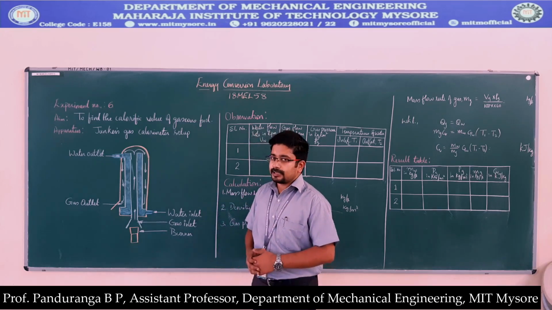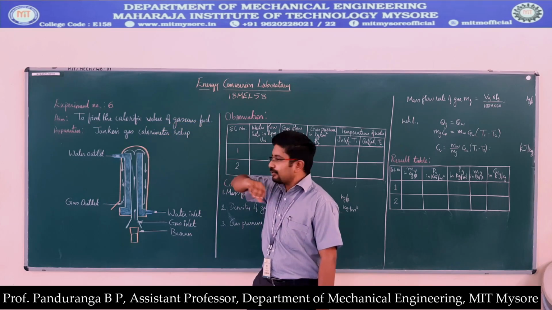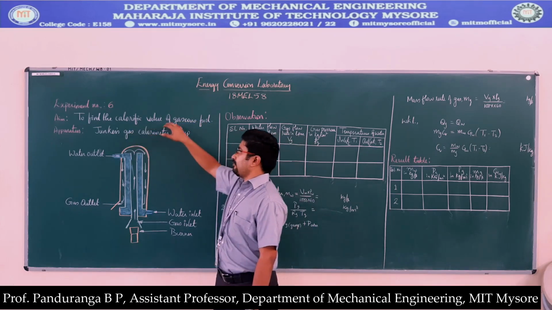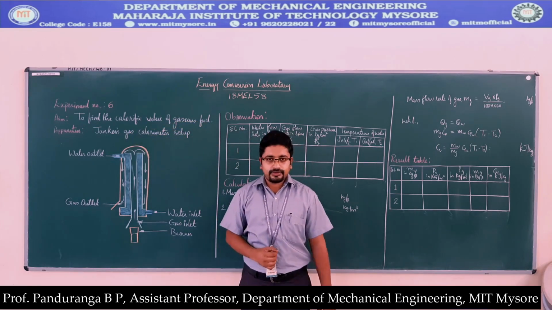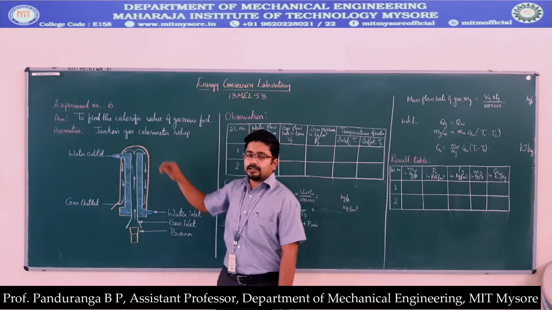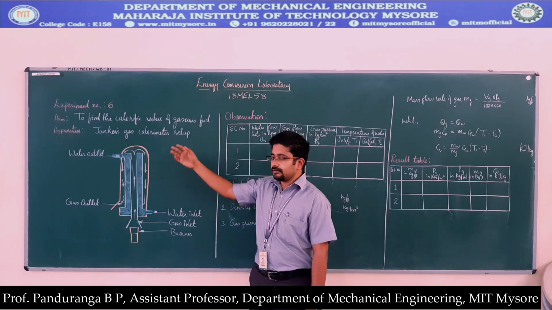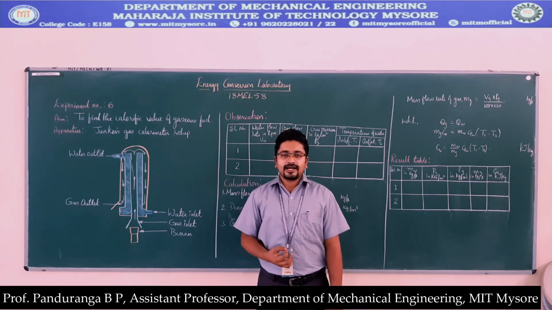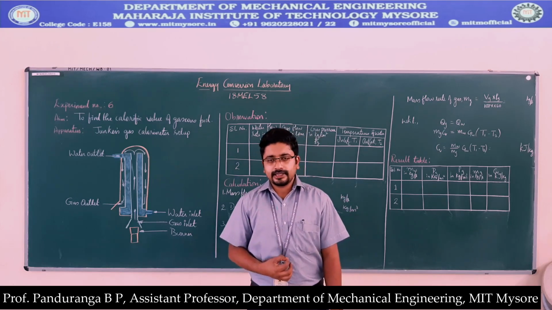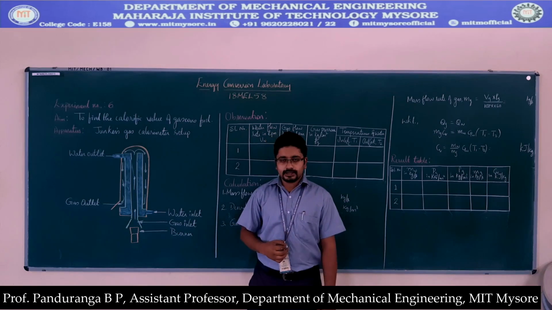So in part A, we are at the sixth experiment, and the aim of this experiment is to find the calorific value of a gaseous fuel. For this experiment, we are using Junkers calorimeter or Junkers gas calorimeter apparatus, and with the help of that, we are going to calculate the calorific value of industrial LPG. Aim is to find the calorific value of the gaseous fuel.